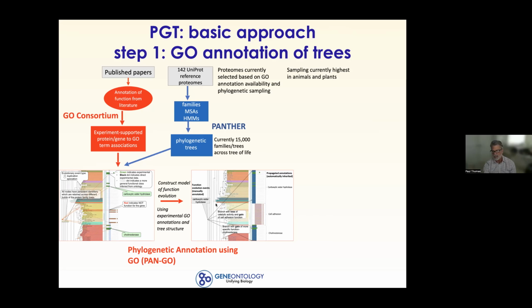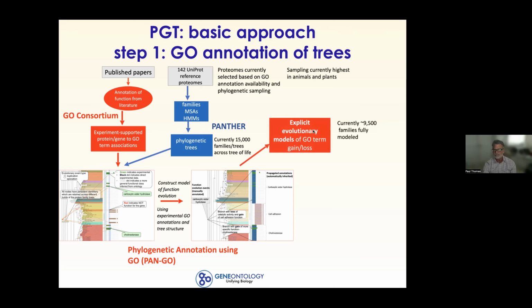You have inheritance of that function through the tree, unless there's a loss. So we also model evolutionary loss of functions, and then that GO term will be removed from a clade. Okay, and so here's sort of an example of how that works. That's as much detail as I'll go into here, but again, you can read the paper to get more information, or I can answer questions.